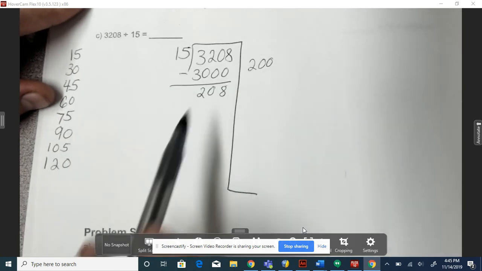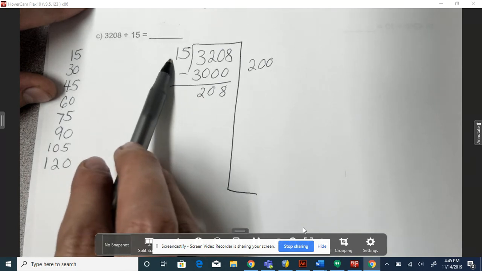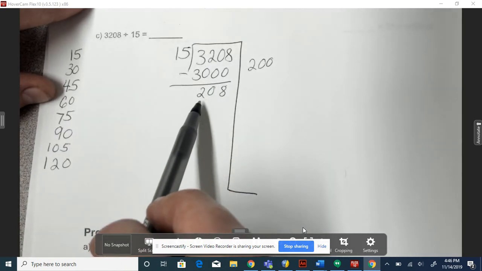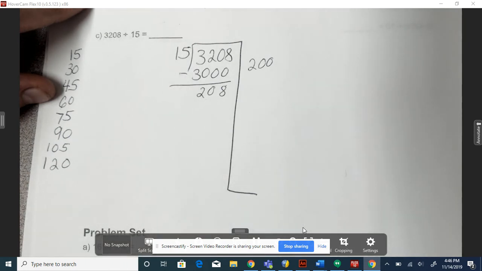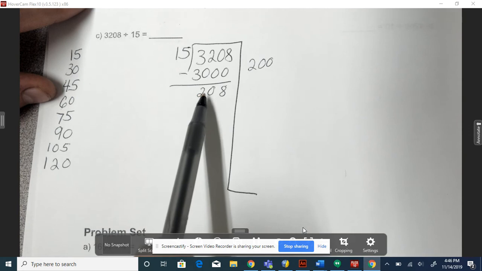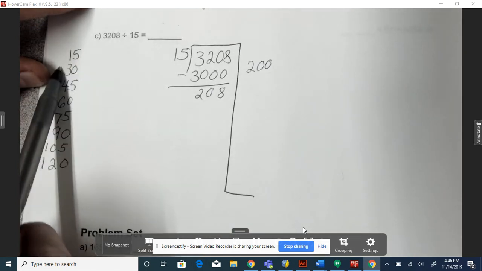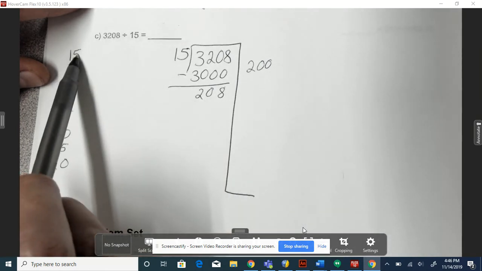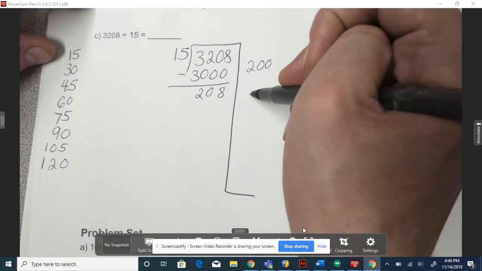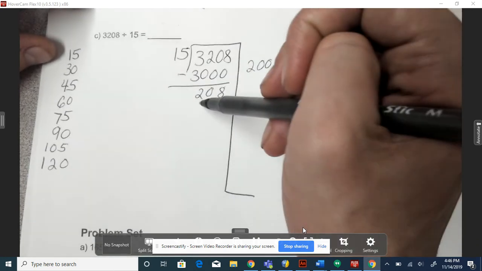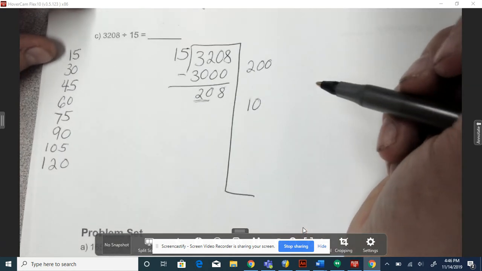So let's see. Now I have 2 hundreds. Well, I can't split 2 hundreds into 15 groups. So I'm going to look now into my tens. I have 20 tens. And I know I can at least put 1 ten into 15 groups. So let's see. I'm looking at my multiples. I see that we have 15. Oh, you know what? 30 is already too big for 20. So we're going to go back to that 15. That's the first multiple of 15. So we're trying to get to 20 tens. So I'm going to put 1 ten, which is just 10, over here.